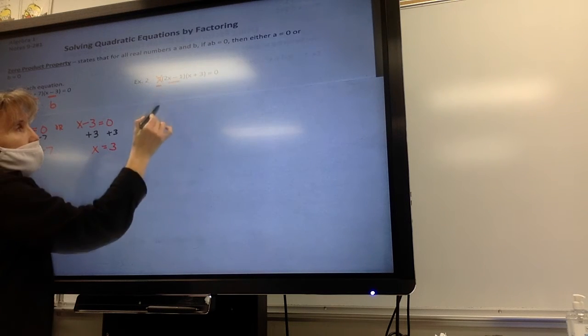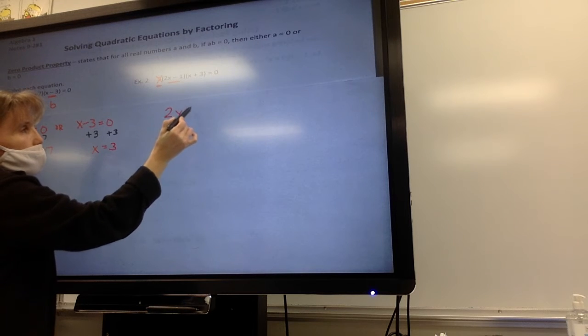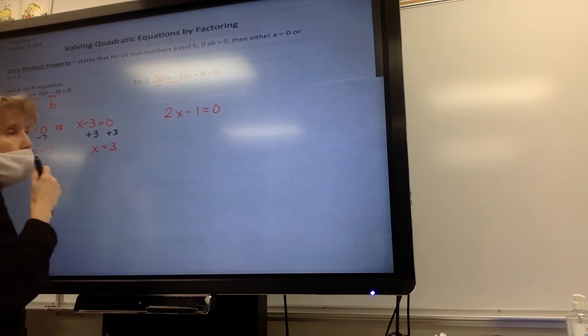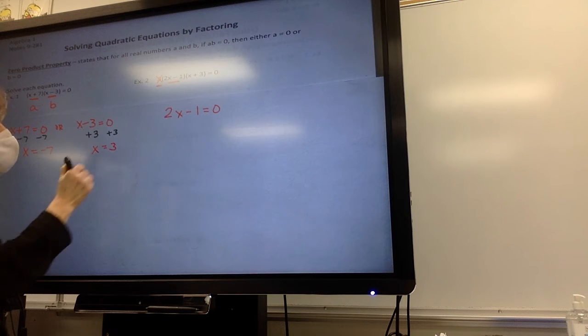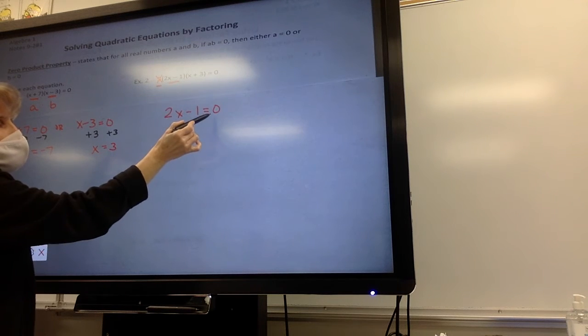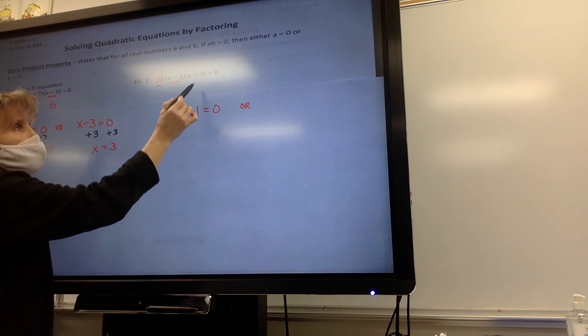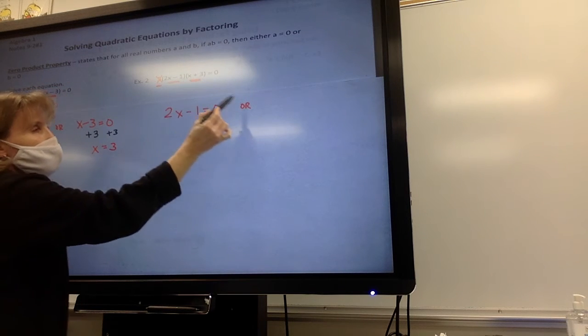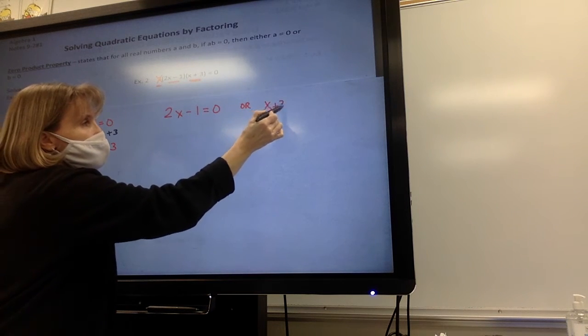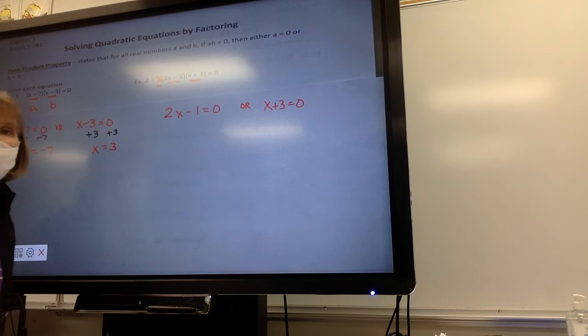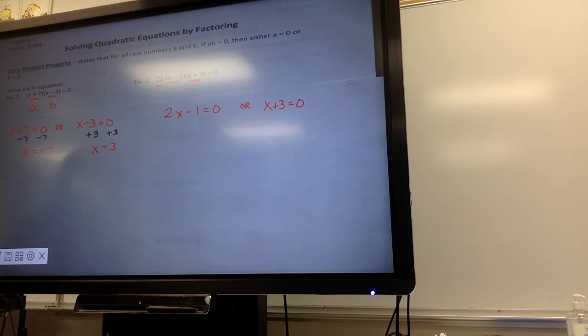But for the quantities here, I'm going to have to say that the 2x minus 1 could equal 0. That represents a value, and it might be 0. Or the other factor, x plus 3, could be the one that equals 0. And I need to solve it.